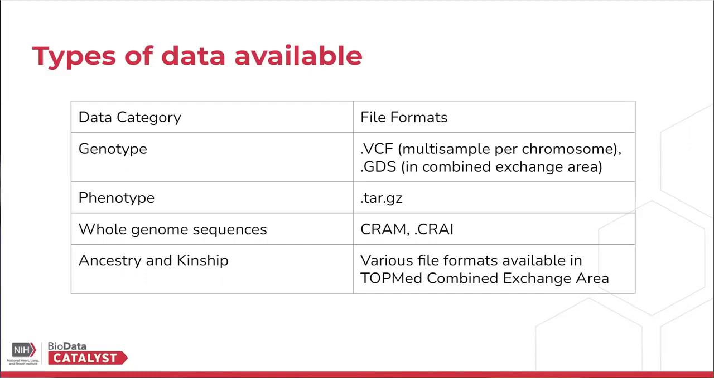The phenotypes are archived as .tar or .tar.gz. Whole genome sequences are generally in CRAM files, and they include the CRAM index with them. And ancestry and kinship data are stored in various file formats and are available in the TopMed combined exchange area.